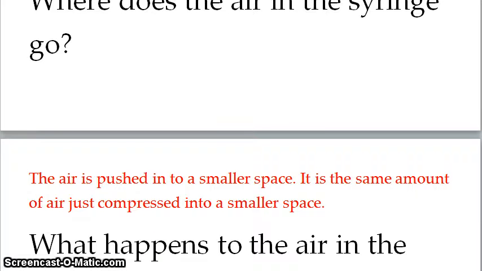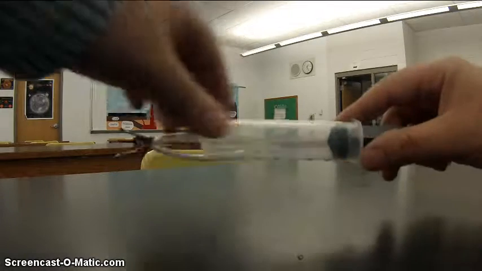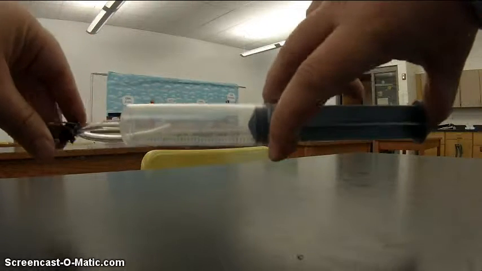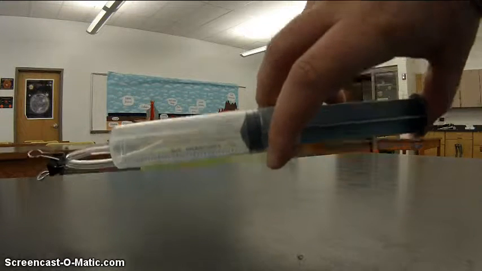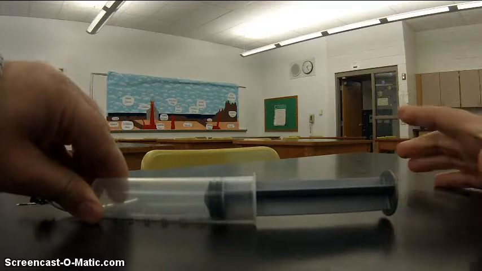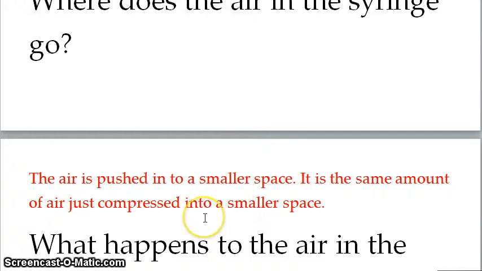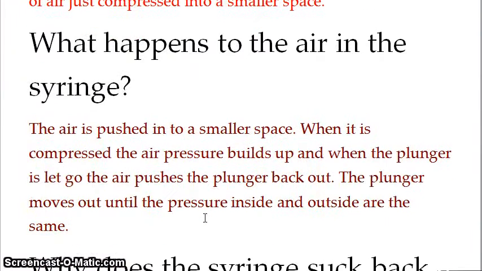So when we look at the video of this, you can see we have the syringe here, and as the syringe is being compressed, we can see that the air isn't escaping in any way, it's just being compressed, and it actually is pushing back out. So what is happening to the air inside the syringe? It's being pushed into a smaller space. When it's compressed, the air pressure builds up.